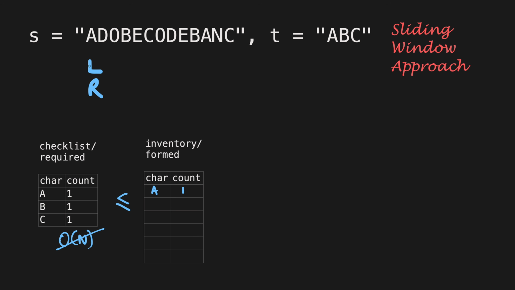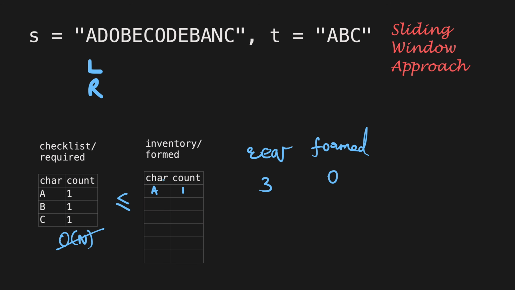Instead, we can just use two counters. Let's call them required and formed. Required is the number of unique characters in our checklist. In this case, our checklist has only 3 unique characters, which are A, B, and C. So required will be 3. And throughout the iteration, this number won't change. And formed tracks how many unique characters we have satisfied the count for. It starts at 0.